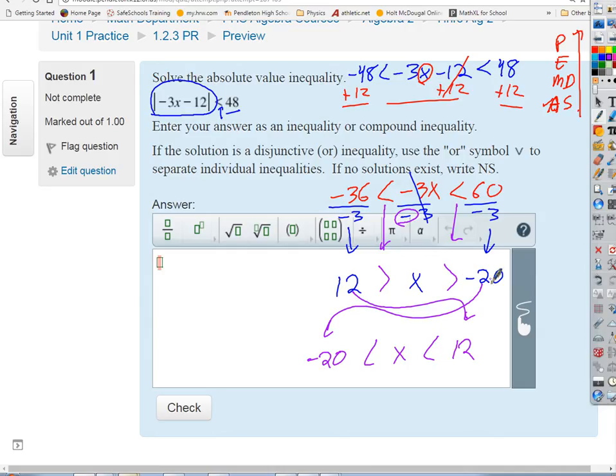X is greater than negative 20 and less than 12, but the negative number has to go on the left, the smaller number has to go on the left, and the bigger number on the right. So this is our answer. That's what we've got to input.